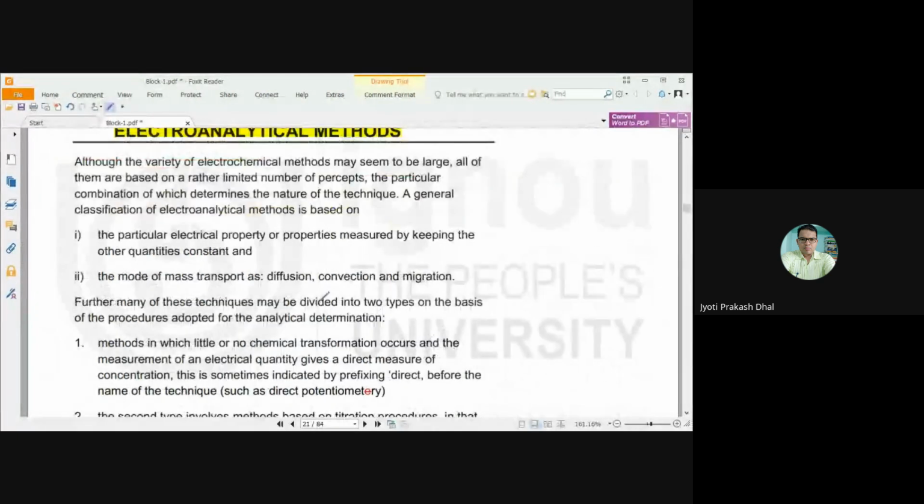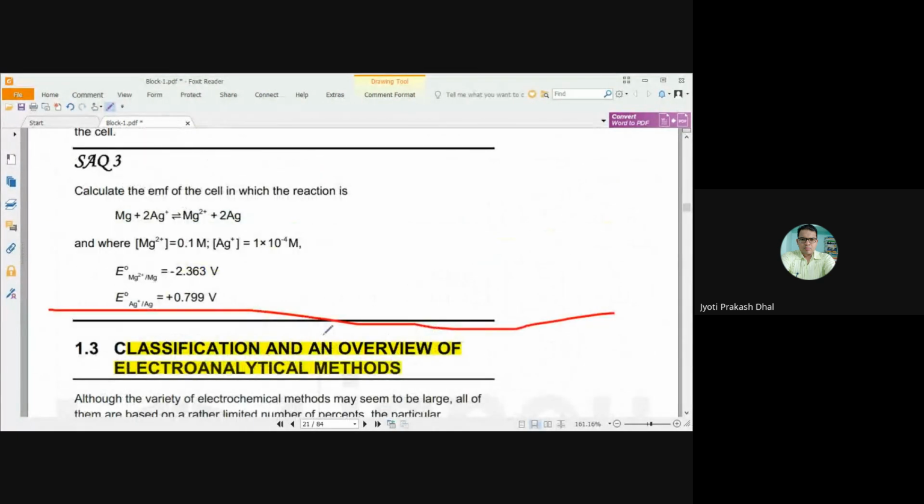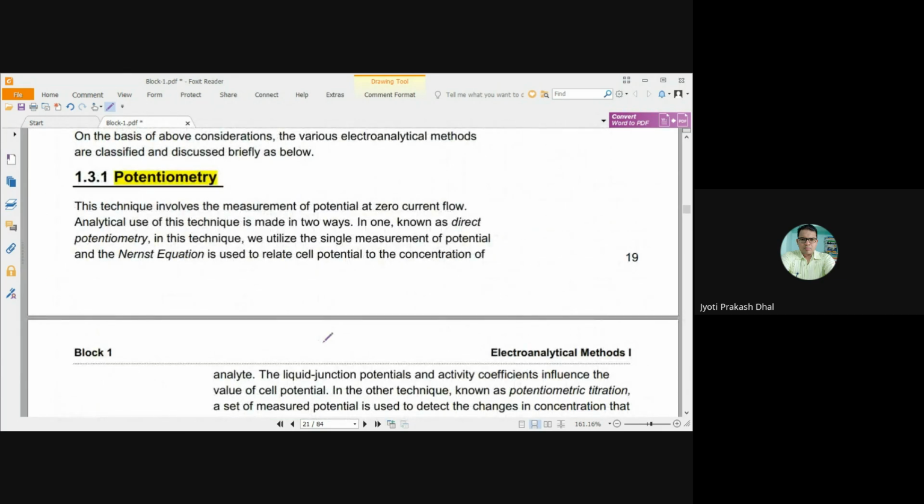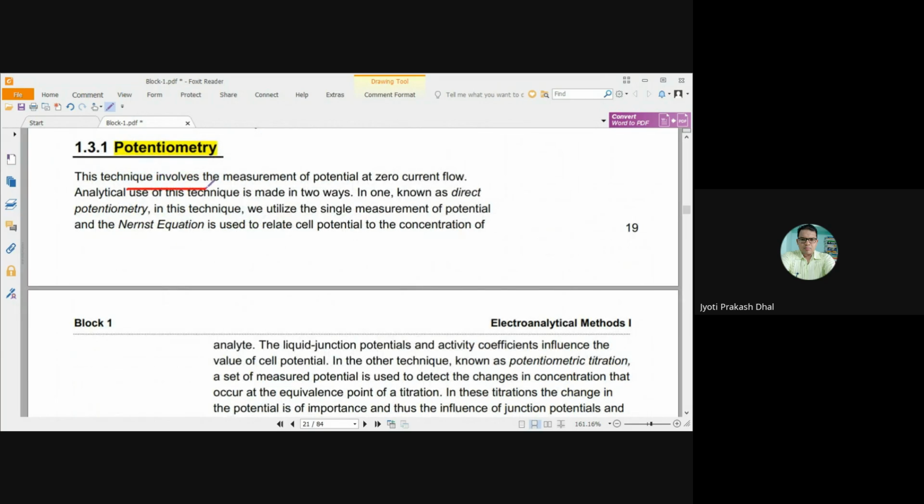Now up to this, we have discussed the fundamentals of electrochemistry, and these fundamentals will be applied in the various electroanalytical methods. The first one we will discuss is potentiometry. This technique involves the measurement of potential at zero current flow.